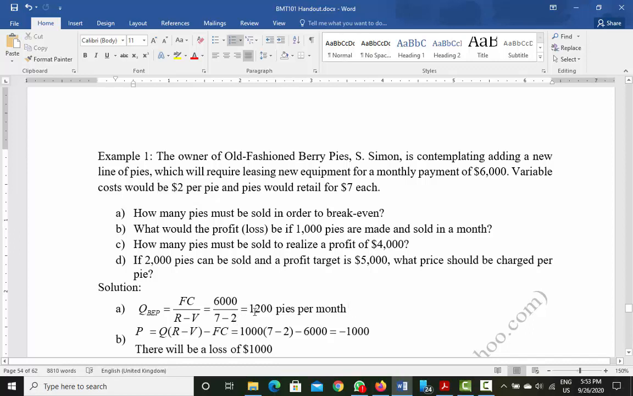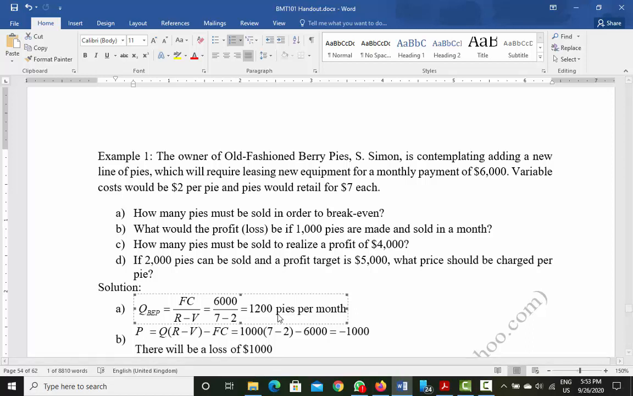That means if you want to recover all your loss, you have to produce a minimum of 1,200 pies. This is the break even point. If you produce less than 1,200 pies per month, you will have a loss. If you produce 1,200 pies, you will have no profit, no loss. If you produce more than 1,200 pies, you will have a profit.